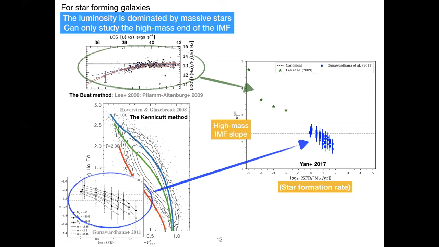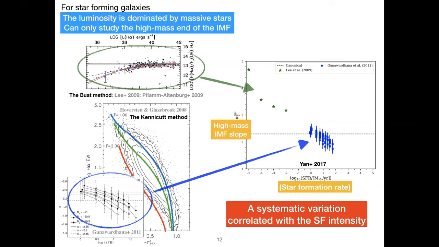So if you plot these two diagnoses together, you see that it forms a continuous trend. For higher star formation rate galaxies, you have a flatter MF, and for lower, so dwarf galaxies with low star formation rate, you don't have many massive stars. So this shows a systematic variation correlated with the star formation intensity.